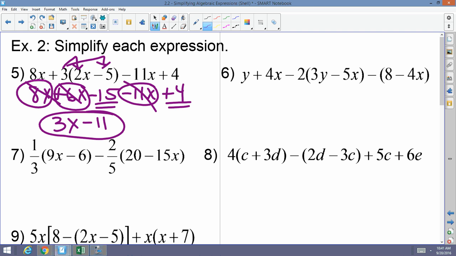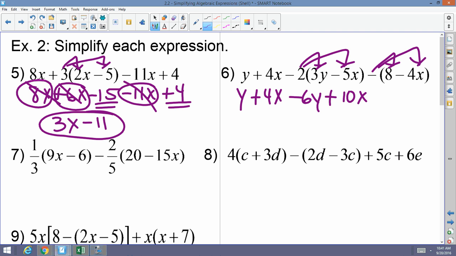Perfect. Number 6. I got y plus 4x. Distribute that bad boy. Minus 6y plus 10x. Distribute that negative 1, my brothers. Minus 8 plus 4x. Does everyone see that? Sure, my brothers.